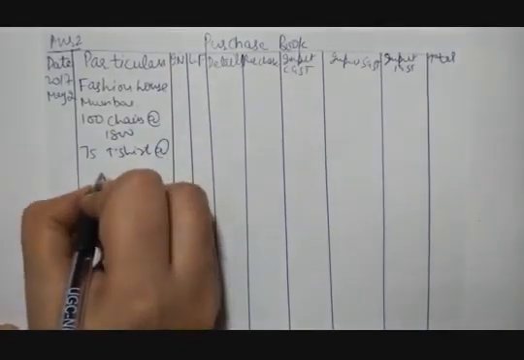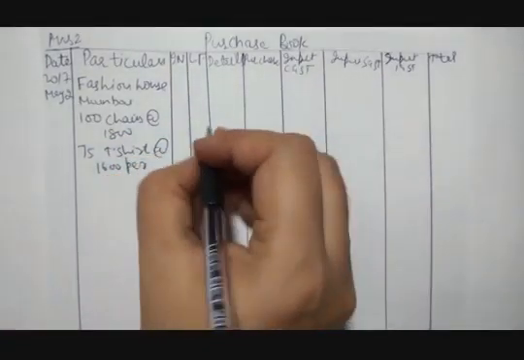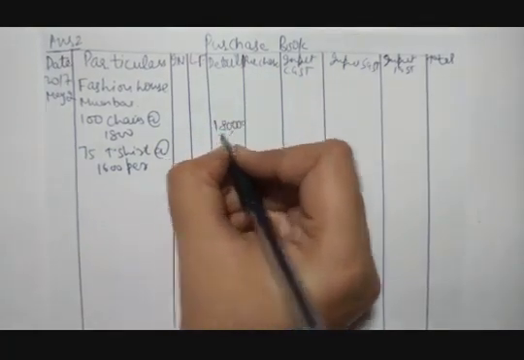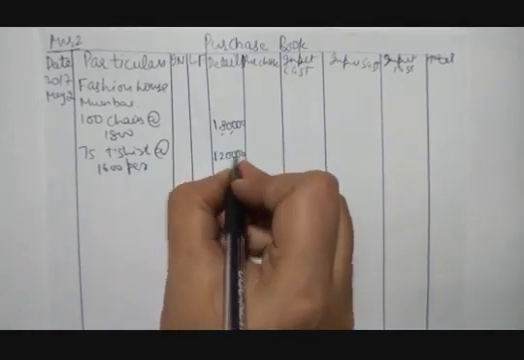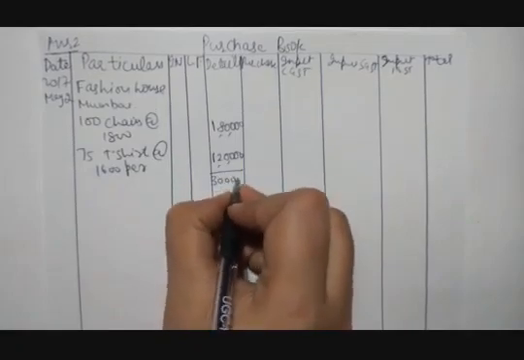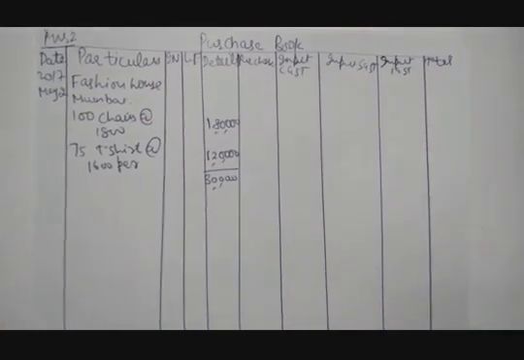They are saying that we have purchased 100 shirts at the rate of 1800 and 75 t-shirts at the rate of 1600 per piece. So 100 shirts, that means 1,80,000. That is 75 into 1600, 1,20,000. So the total will be 3 lakhs. Understood till now? This total will be 3 lakhs. Fine.